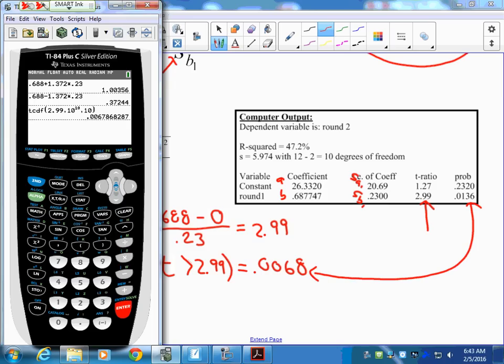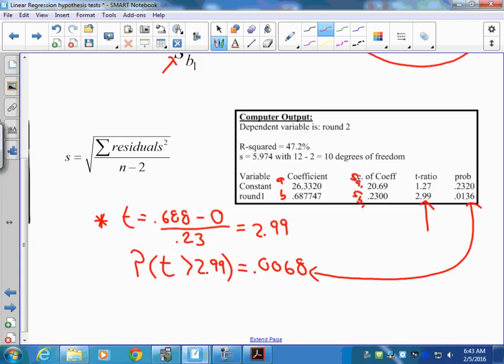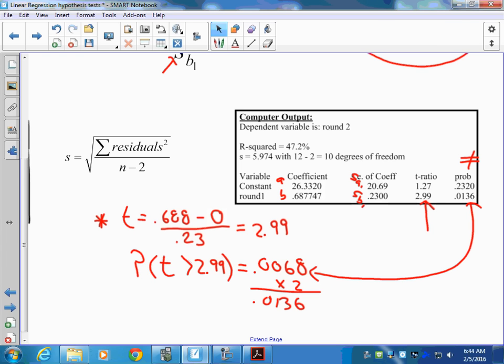Now, if you notice, it doesn't match this probability here. Why doesn't that probability match with what we have? The probability that's given to you in the table is for a not equal to hypothesis test. So if we double this value, we are going to get almost exactly what we see there. So know that when you're given that probability in the table, it's for a two-tail hypothesis test or a not equal to, and in this case, I ran a greater than test for this one.